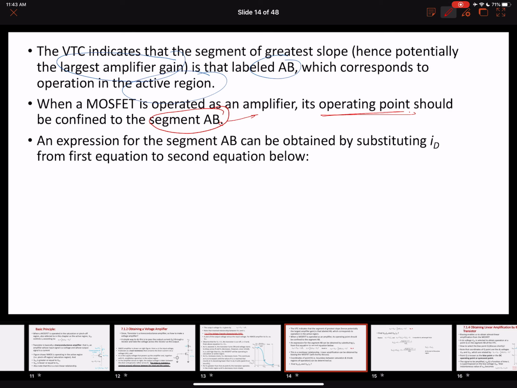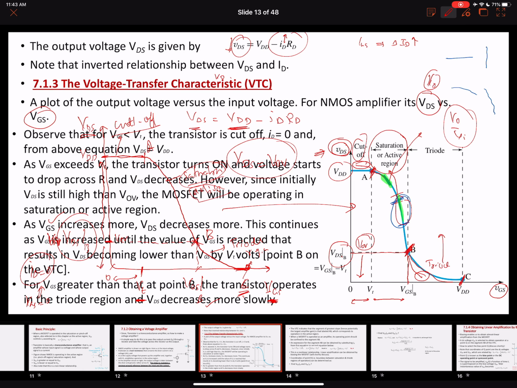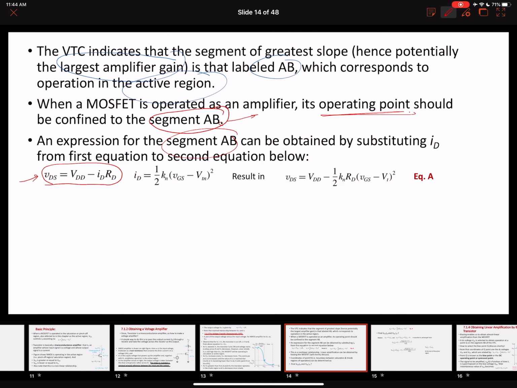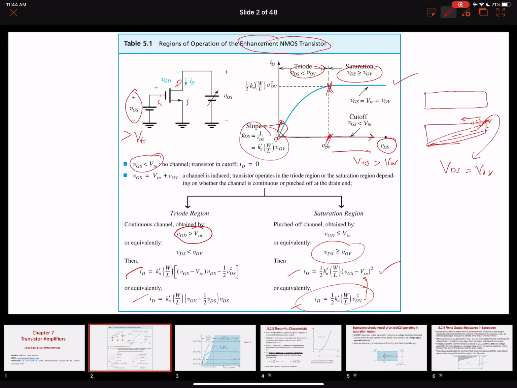Now let's find out the expression of the segment A and B. The segment A and B is again the saturation region. So this was the initial equation: VDS is equal to VDD minus IDRD. This is the equation that is coming from here. And this is the drain current equation that we know, that for the saturation region, ID is equal to half Kn (VGS minus VT) squared. You can see that equation over here, or in the summary slides. So this is the saturation current equation, replacing this value there.